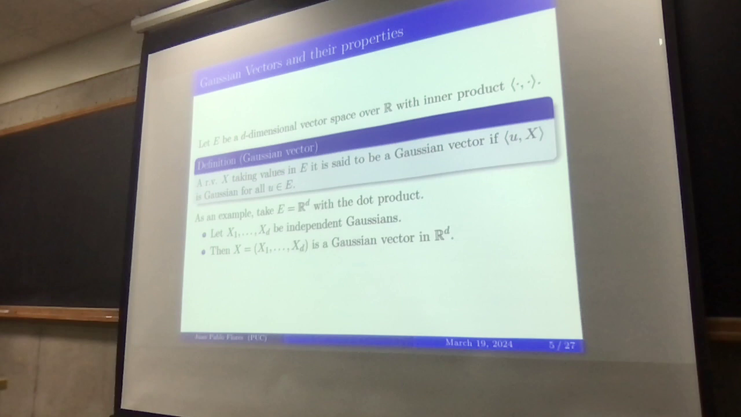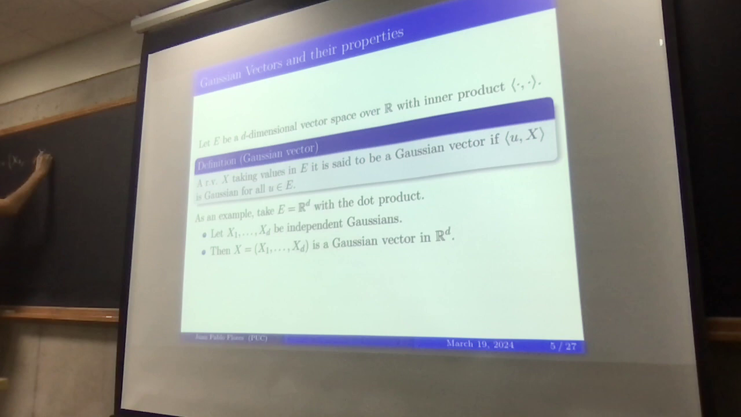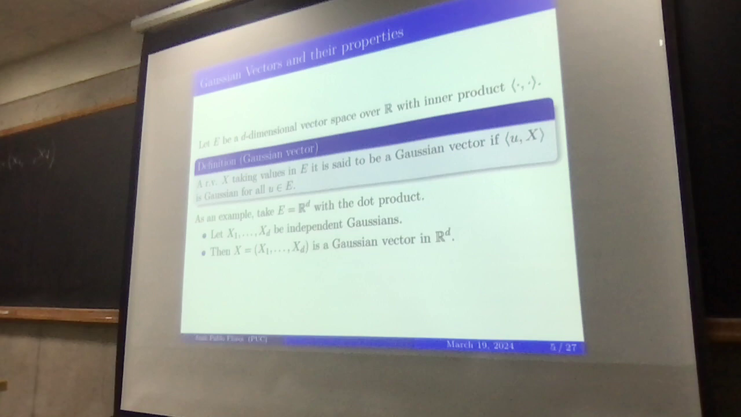And we are going to have the independent Gaussians. So the claim is that X, this vector, is going to be Gaussian when we are taking the inner product, equal to the dot product.